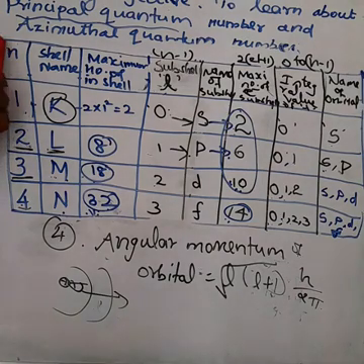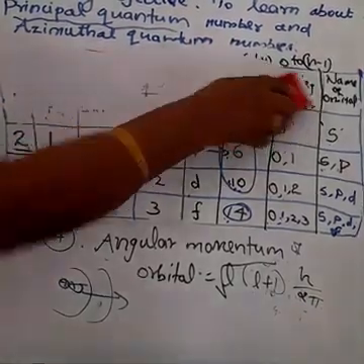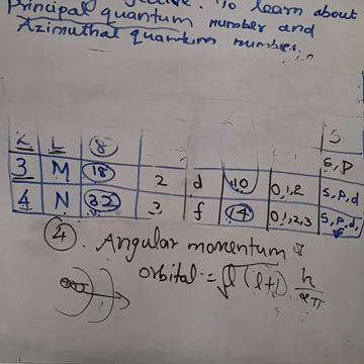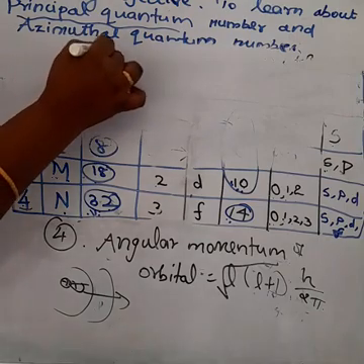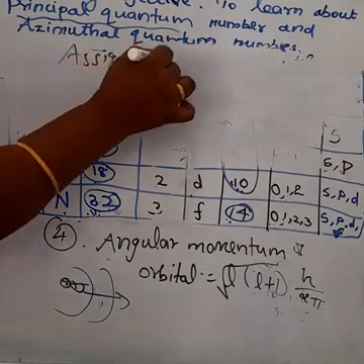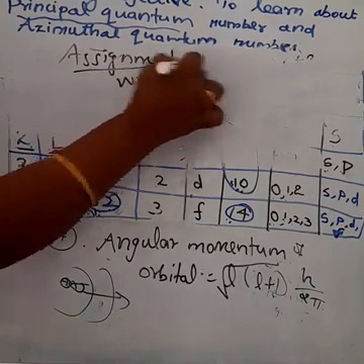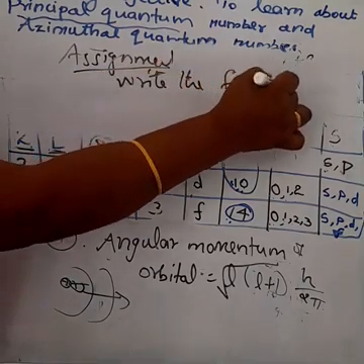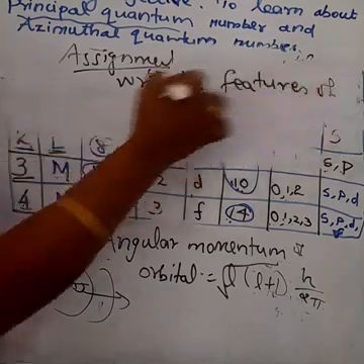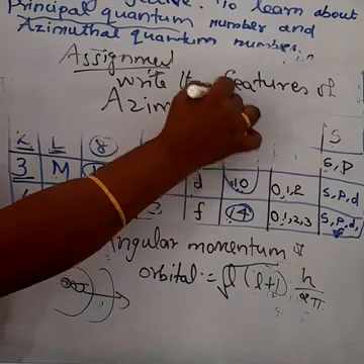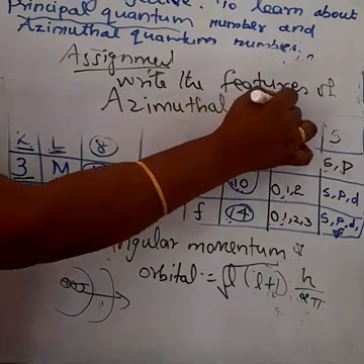So today our assignment: write the features of azimuthal quantum number. Write the features of azimuthal quantum number.